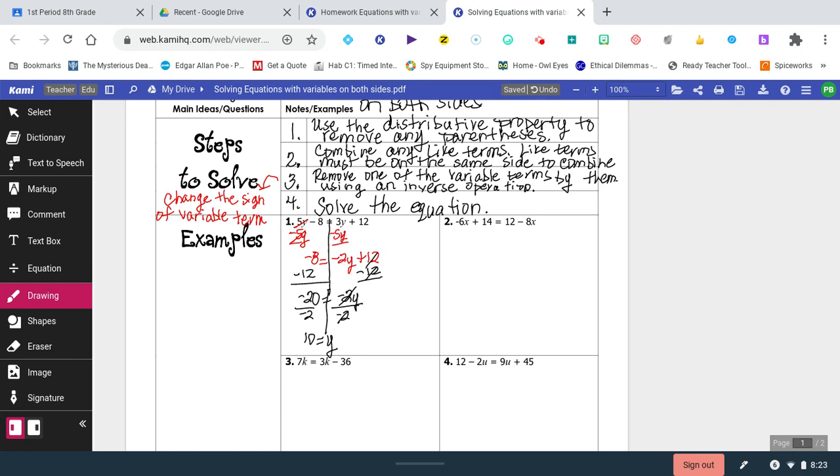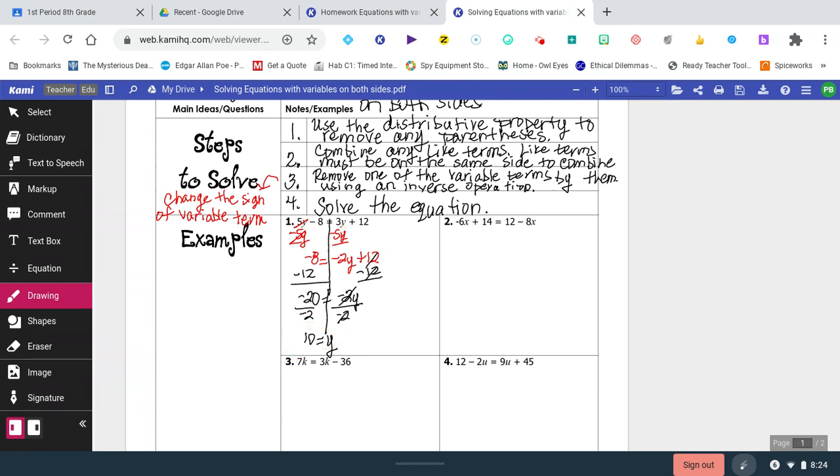So if I go in here and I say 5, instead of 5 times y, I say 5 times 10. Well, what is 5 times 10? 5 times 10 is 50. And 50 minus 8 is 42. Okay? Now let's put a 10 on this side. What is 3 times 10? 3 times 10 is 30. But add 12, I also get 42. So 10 is the only number that will make this side equal to that side if I change y to 10.